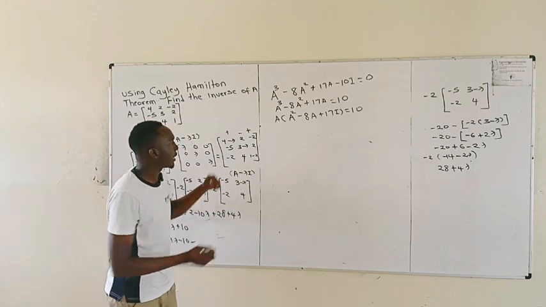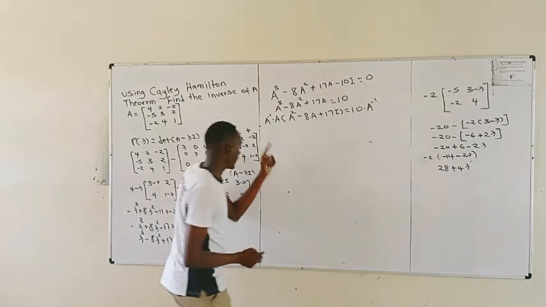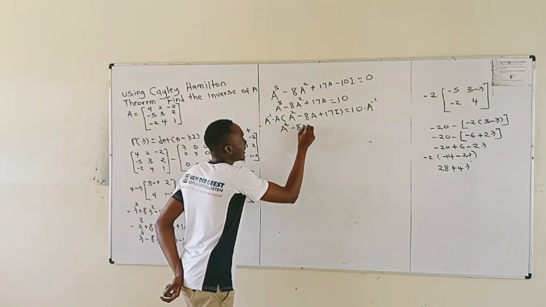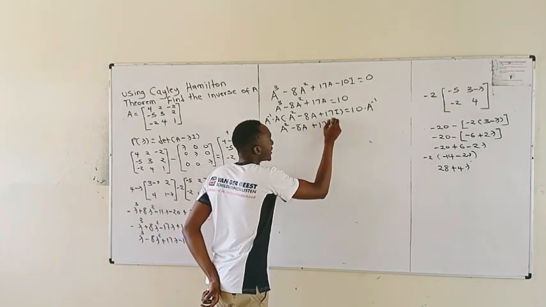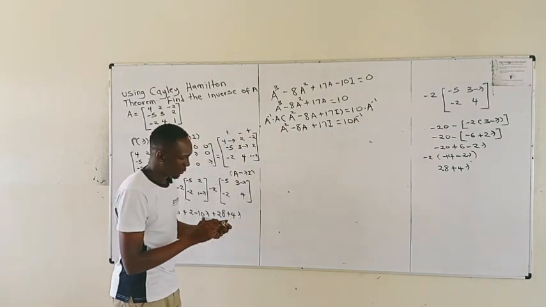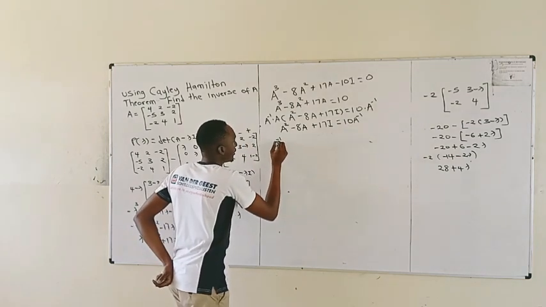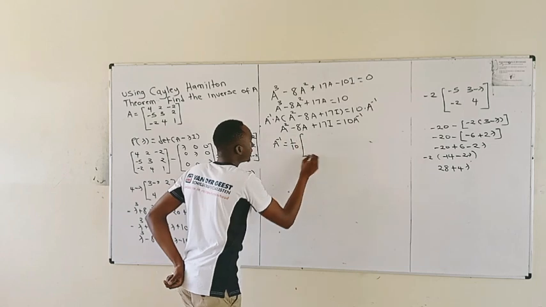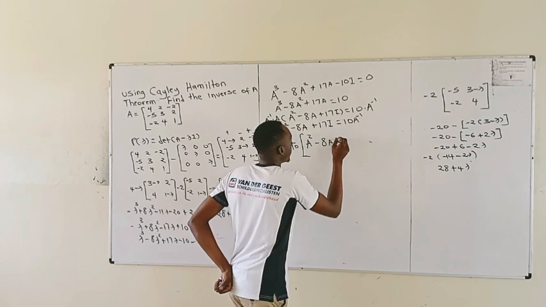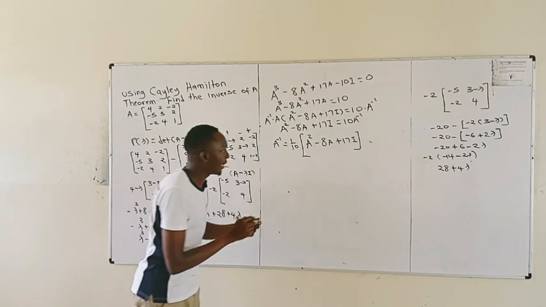Let's multiply both sides by A inverse. This one cancels. On the left we have A squared minus 8A plus 17 times the identity matrix, which is equal to 10 A inverse. Let's divide both sides by 10. On this side we will remain with A inverse is equal to 1 over 10 into A squared minus 8A plus 17 times the identity matrix. So this will be our inverse.